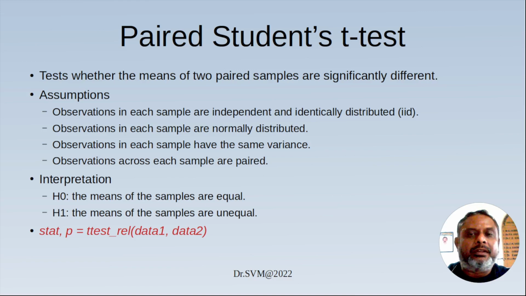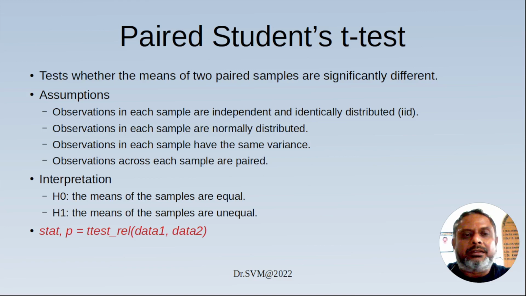Then comes the paired student t-test. So in the previous case, we were talking about two independent samples. That means we were maybe working on student scores of two different classes, and we are trying to see whether the distribution of the two different classes of students is the same or not. But in this case, we are talking about the same class, but two different exam scores are being used. Maybe the mid exam scores and the final exam scores. The same students appear in both the samples, so they are paired.